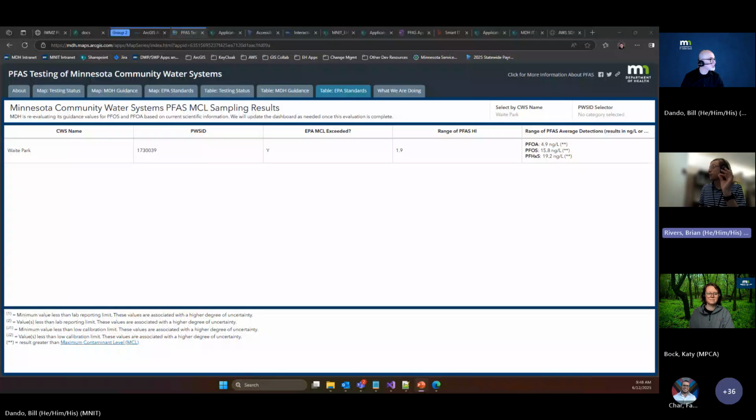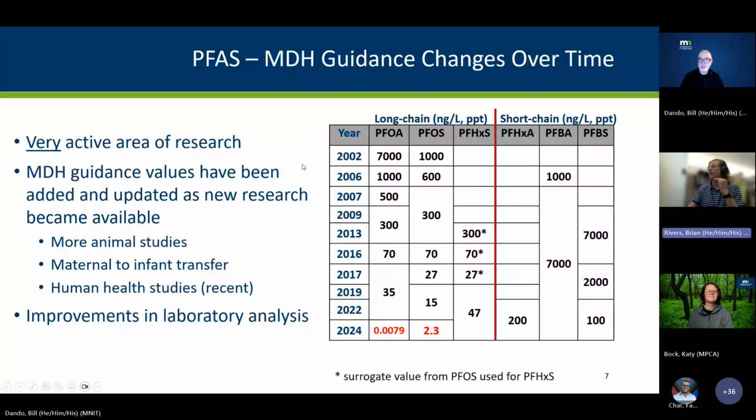Last year, the HRLs that were posted on that slide were like 35 and 15 for PFOS and PFOA respectively, or I think it's the other way around. Last year, we dropped the PFOA from 35 down to 0.0079. So that is orders of magnitude lower, right? And that is because we know that much more now about how toxic PFOA can be. The same is true for PFOS. It wasn't quite as low as PFOA, but that's still very far down there.